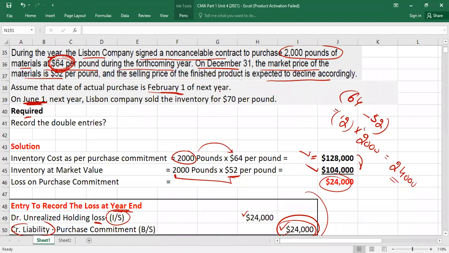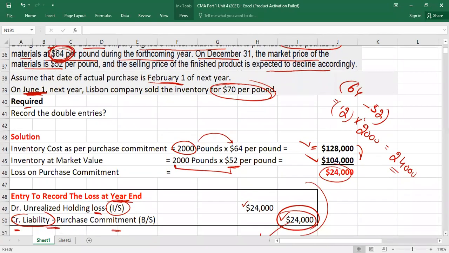I'm assuming you sold 2,000 pounds, and you sold it for $70 per pound. And guys, whenever we make sales, we also record the cost of goods sold, right? Nowadays, we are working on accounting software. When you book the sales, the system automatically records the cost of goods sold. But here, you should know the entry for cost of goods sold also. So first we have to record the sales at $70 per pound. What entry will pass on June 1?